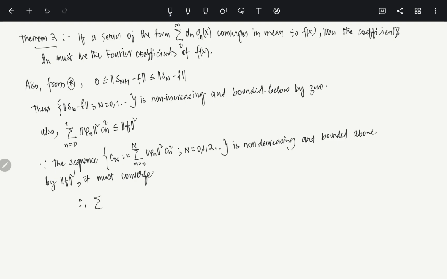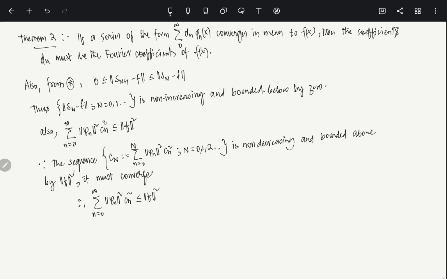One second, I made a mistake again here. It should be up till n, because all of those earlier calculations are up till n. So it must follow that the sum from 0 to infinity of norm of phi n square cn square must be dominated by norm f square. This is non-decreasing and this holds for all n, so basically I can write the sum from 0 to infinity. We can do that.